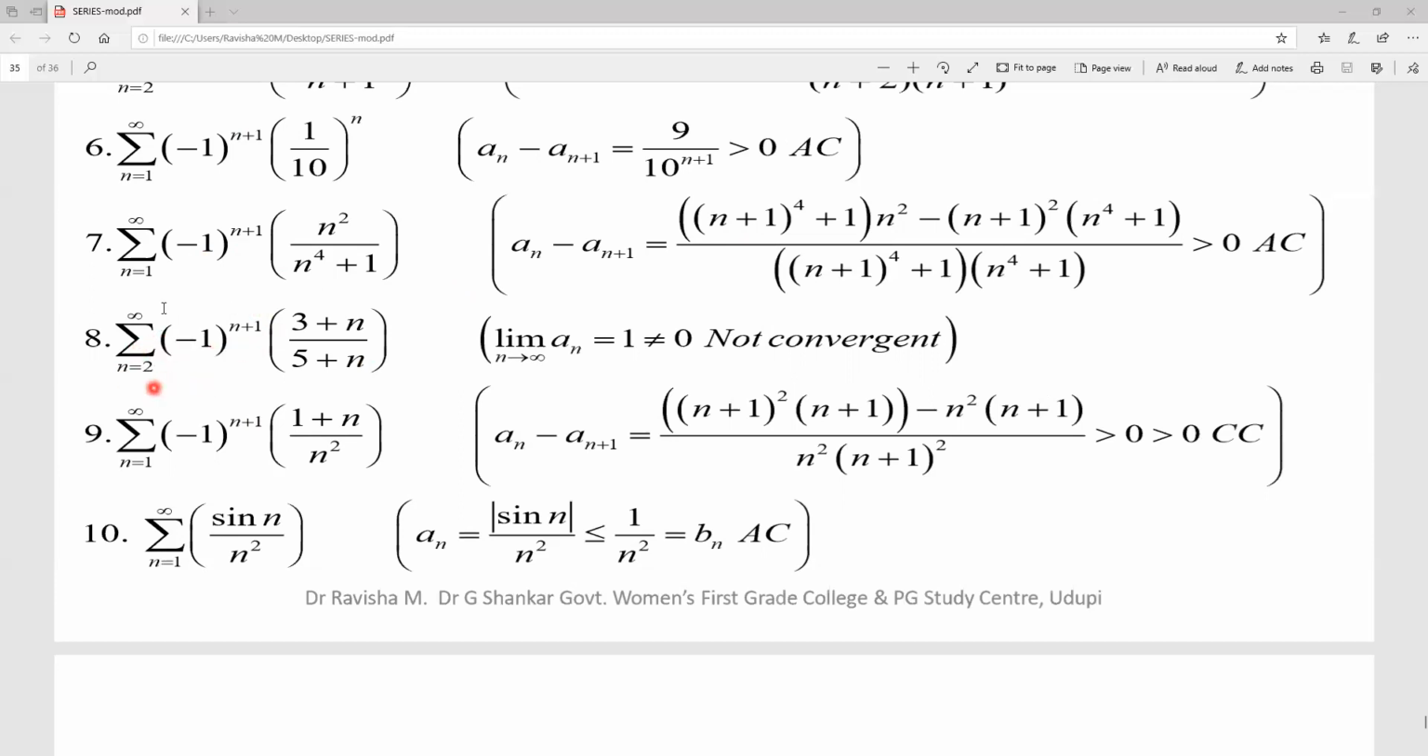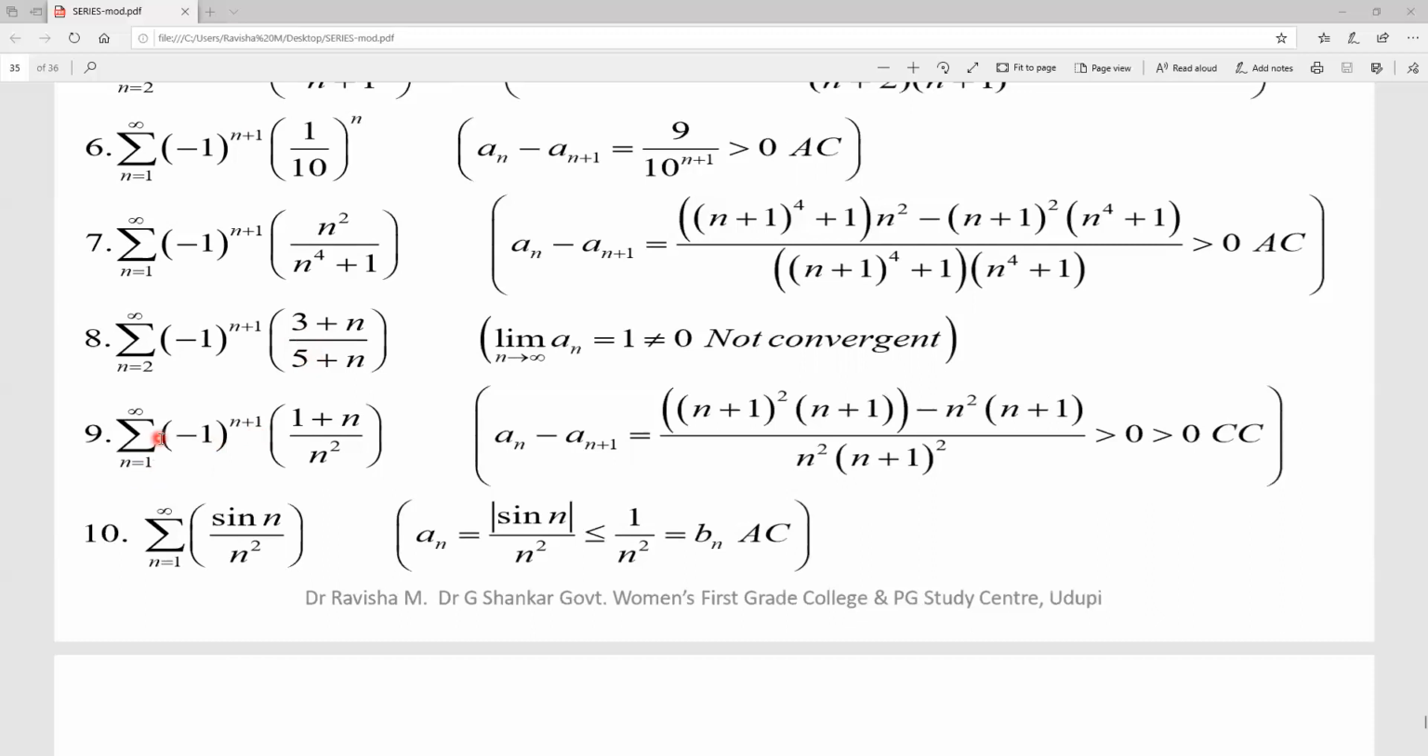Let us move to the next problem: the sum from n equals 2 to infinity of (-1)^(n+1) times (3 plus n) by (5 plus n). I think this is not convergent because the nth term goes to 1 when n tends to infinity. Therefore, the given alternating series is not convergent. Let us move to the next problem.